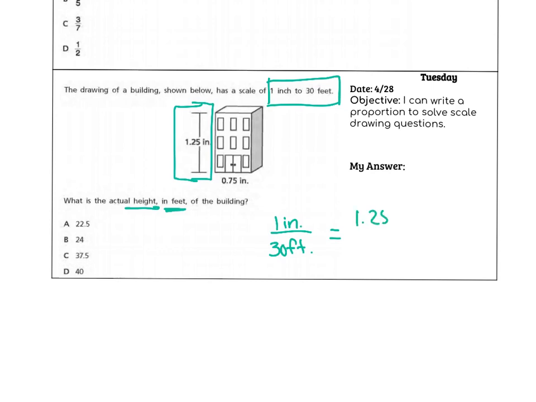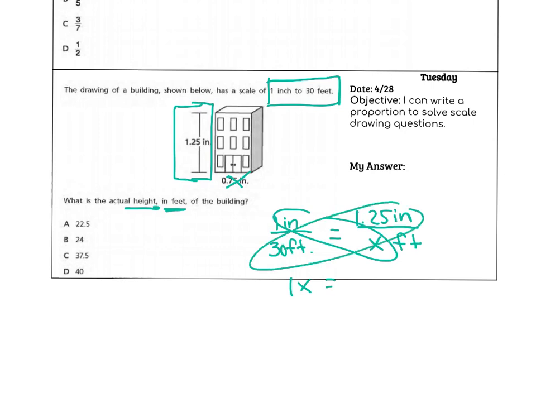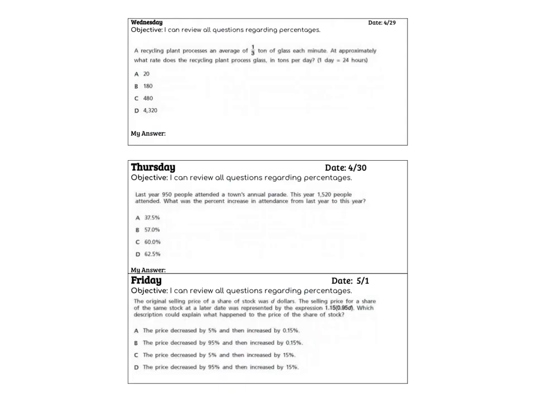So we do 1.25 inches, and then over that goes x feet. So we actually don't need that piece. That's talking about the width, and nothing here is talking about the width. So from there you cross multiply. 1 times x is 1x equals 30 times 1.25, which is 37.5. And of course, if you divide that by 1, you get x is equal to 37.5 feet. Letter C.